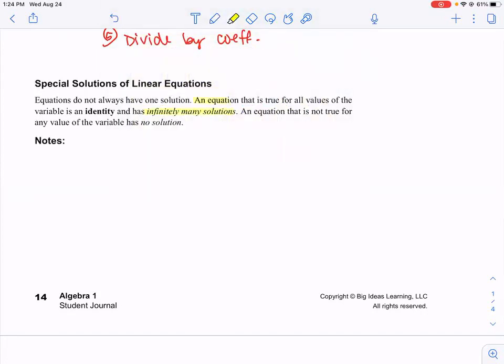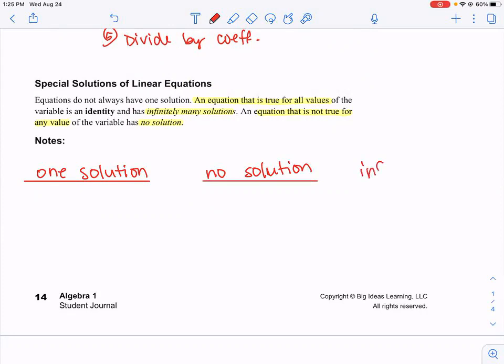When we get an equation that is true for all values, we have infinitely many solutions. On the other side of things, we could have an equation that is not true for any value, which would result in no solution. Okay, I'm going to explain what that means. But basically what this is saying is it's possible to have one solution. It is possible to have no solution. And it is possible to have infinite solutions.